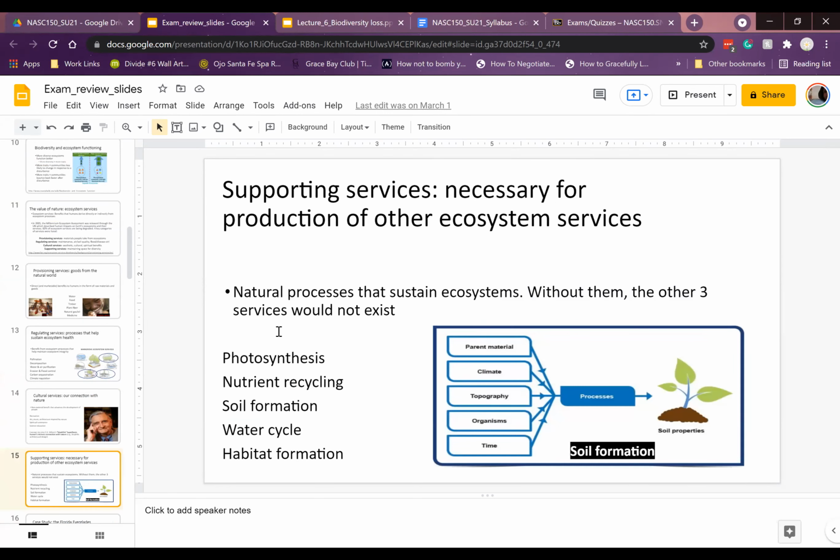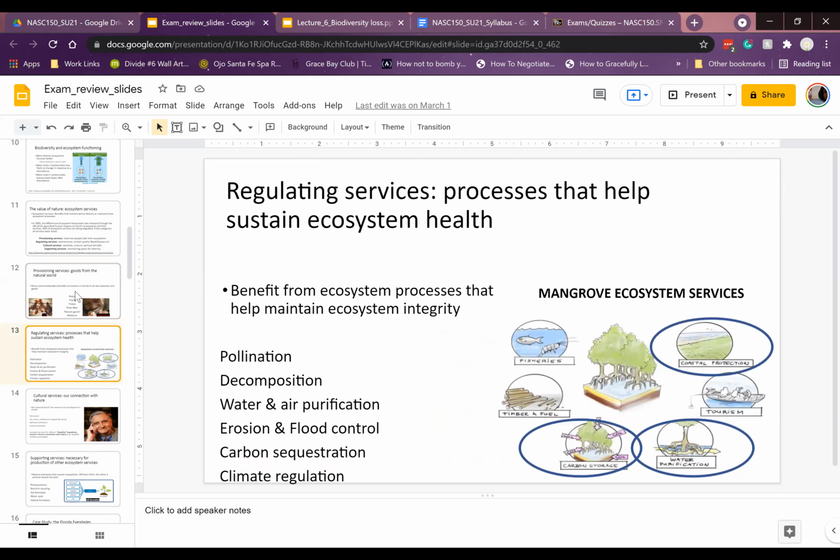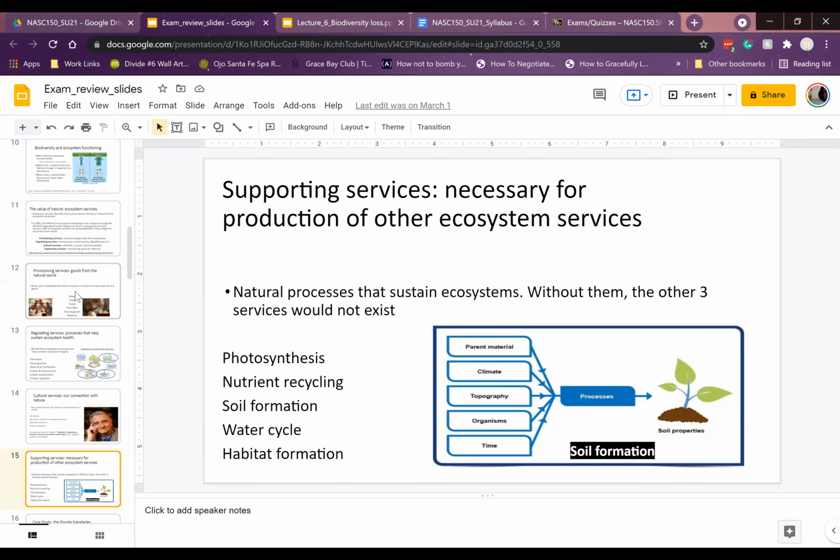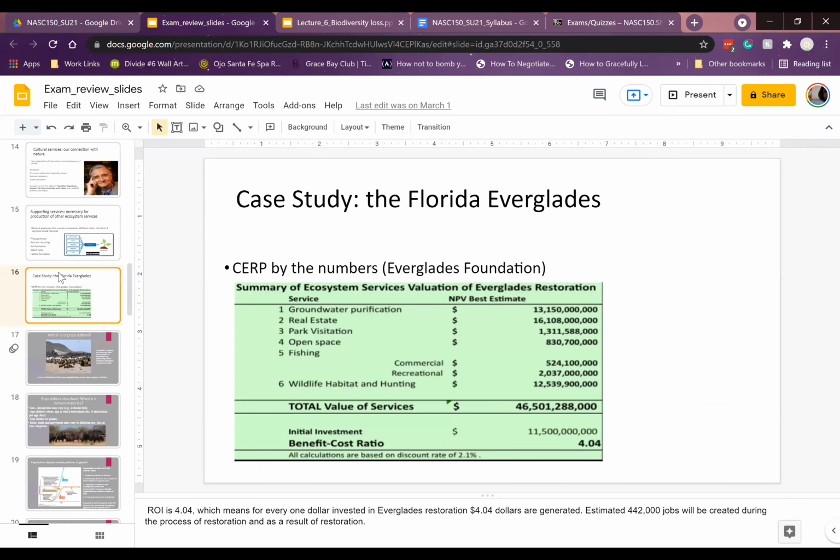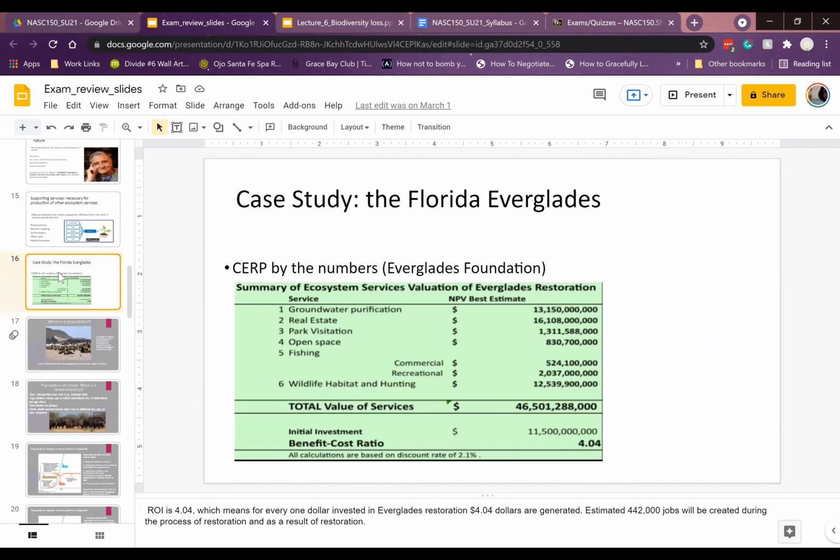Ecosystems that are very biodiverse have a lot more photosynthesis, process nutrients better, form more soil, cycle water better, and form more habitat. So again, biodiversity underpins not just this one, not just this one, not just this one, but also this one. So biodiversity is really the bee's knees. Now, there's a question, I'll just tell you this right now.